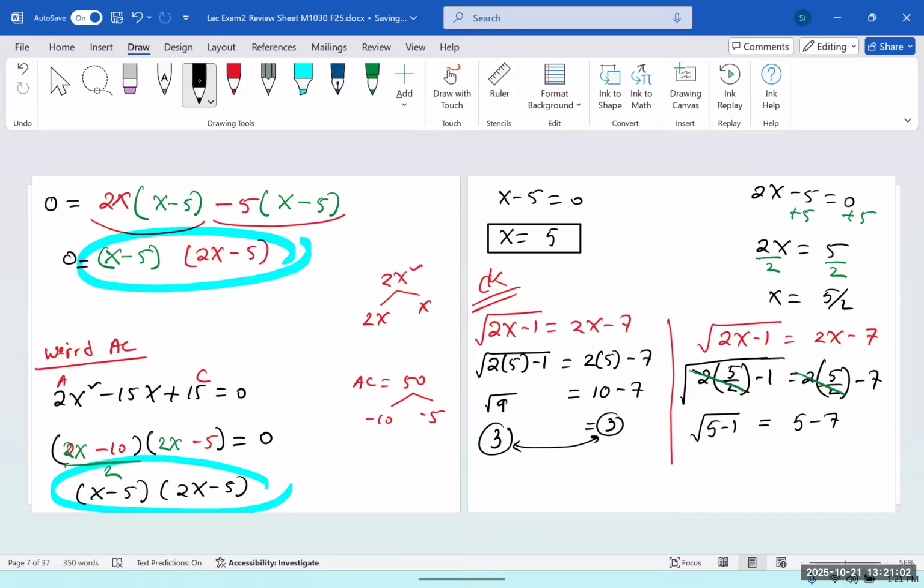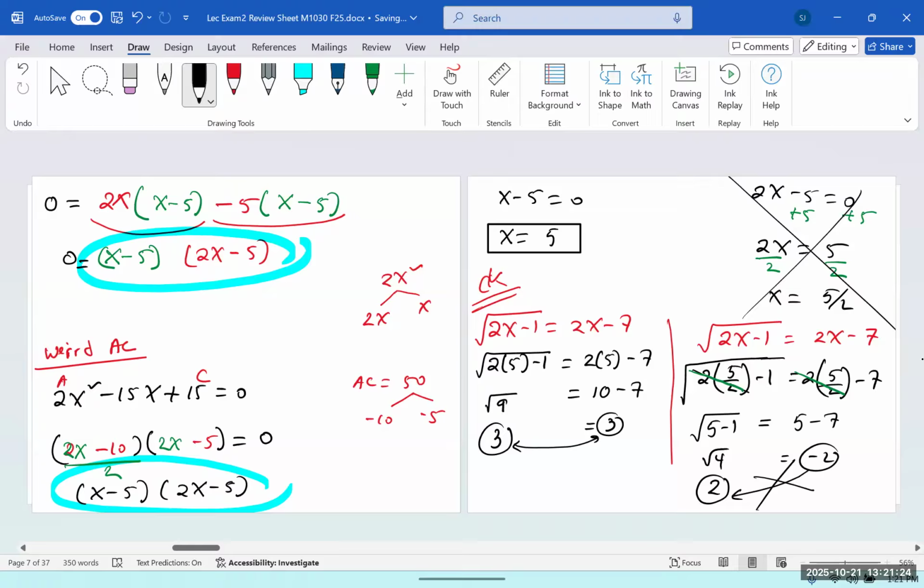What is 5 minus 1? And square root of 4? 2. And how about 5 minus 7? Negative 2. Do you have the same thing? No. So can you accept 5 half? We wasted our time.